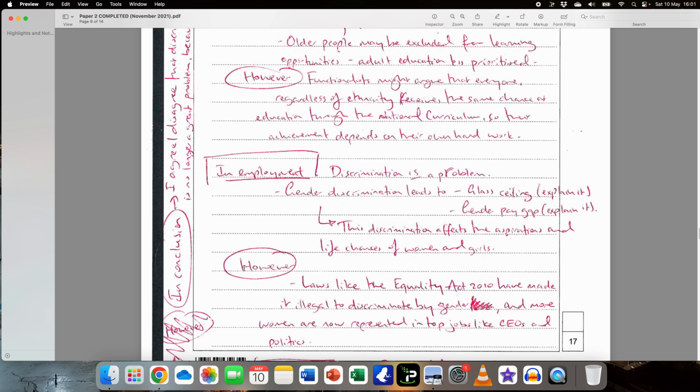However, laws like the Equality Act 2010 have made it illegal to discriminate by gender, and more women are now represented in top jobs like CEOs and as politicians. So I've said discrimination is a problem in employment, and I've given the other side, the however.